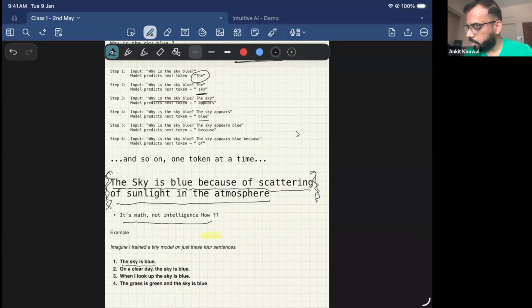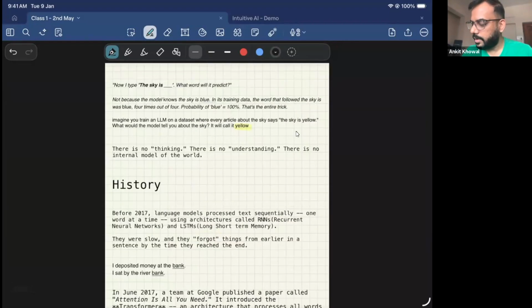First is: the sky is blue. Another article has this information about the sky: on a clear day, the sky is blue. Another article might have: when I look up, the sky is blue. The grass is green and the sky is blue. So this was my training data. Now when I type in "the sky is", it will treat it as a blank.